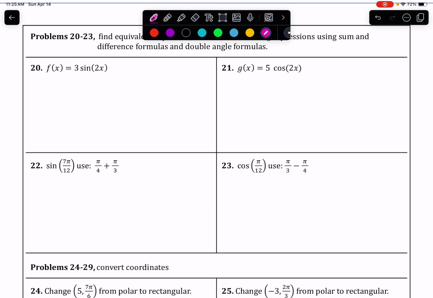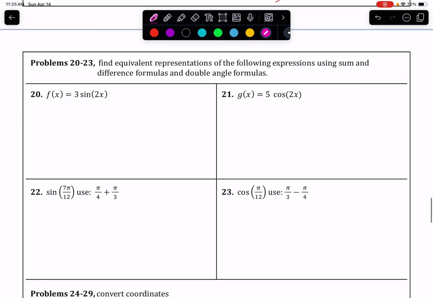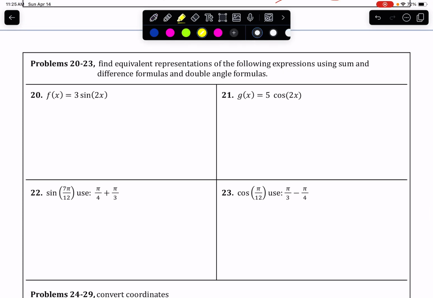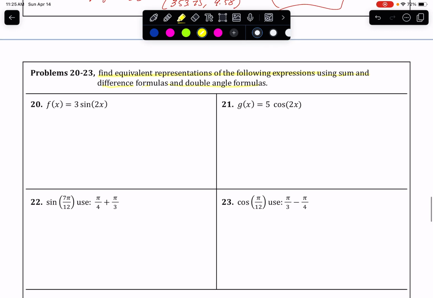This is a pre-cal. We are working on Unit 3B, the chapter review, and we're starting with problem number 20. We have some new directions here. It says find the equivalent representations of the following expressions using sum and difference formulas and double angle formulas. So those identities we have to know. So let's just start out with the first one, number 20.